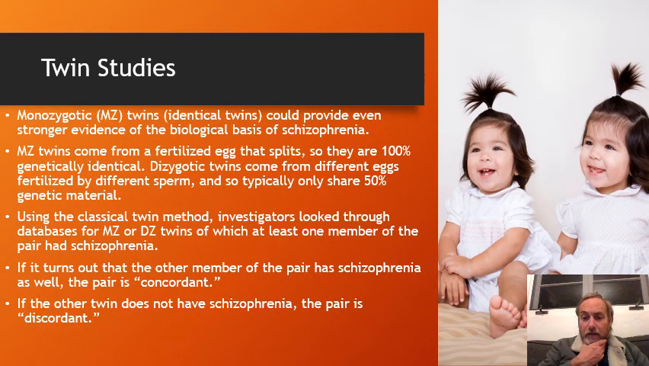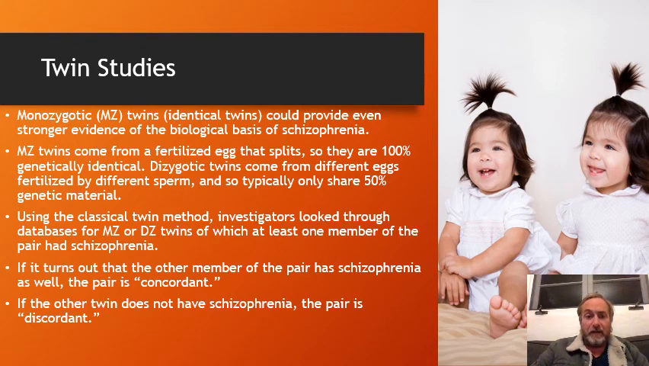Another way of addressing this issue is to use twins. Monozygotic twins are what we call identical twins, right? They come from a fertilized egg that splits, 100% genetically identical. Dizygotic twins, what we call fraternal twins, come from different eggs that are fertilized by different sperm, and they both gestate in the womb at the same time and are born at the same time. So typically they'll share up to 50% of their genes.